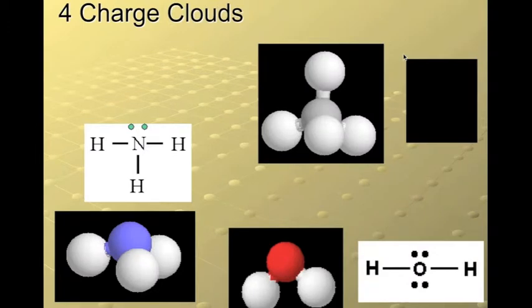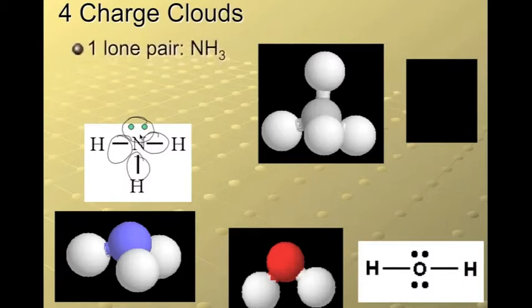When we're looking here, if we have 4 charged clouds, we did this one the other day, it's ammonia. We see that we have 1, 2, 3, 4 charged clouds around nitrogen, and one of them is going to be a lone pair. So that will be trigonal pyramidal.